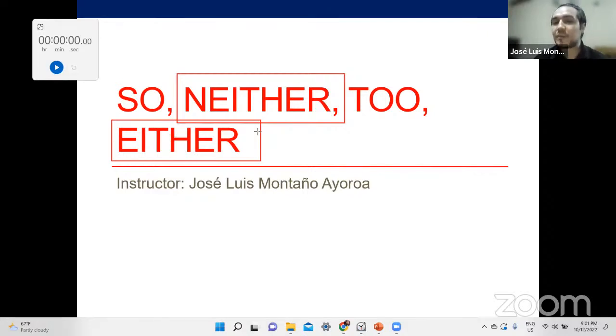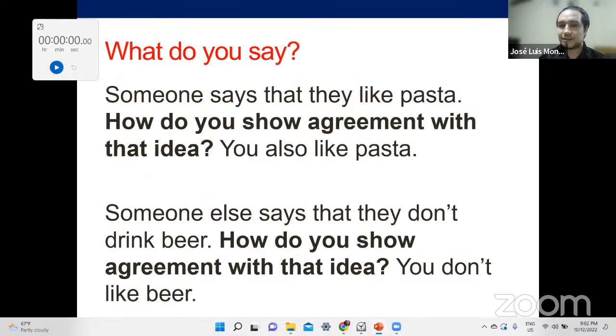Right? So that's going to be it, but besides that, it's going to be for agreement, right? So and too is for affirmative agreement, neither and either is for negative agreement. Okay, so let's take a look at that. That's going to be the first idea. And this is going to be for you, please, Micaela. Let's read the entire slide. What do you say?